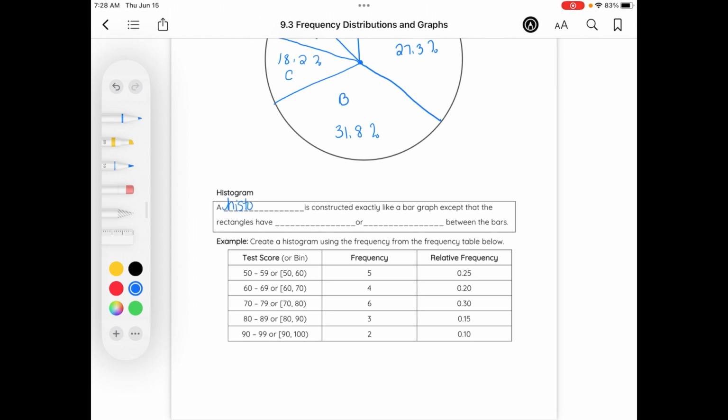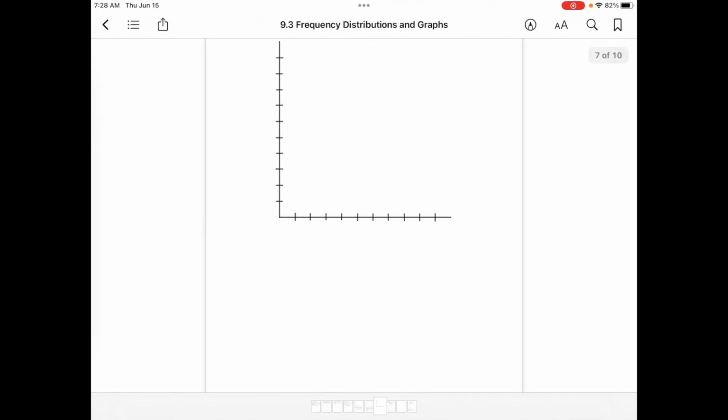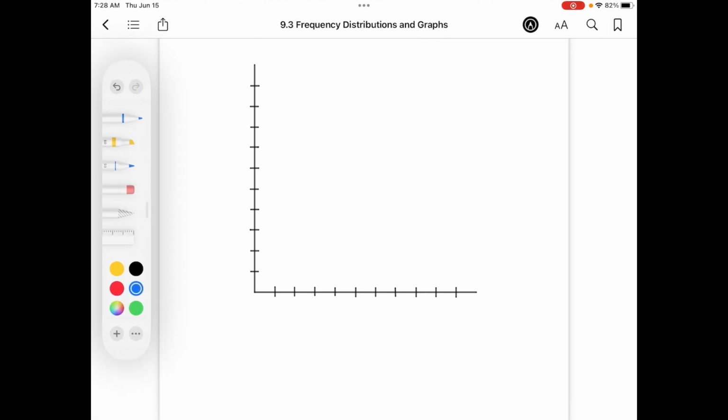A histogram is constructed exactly like a bar graph, except that the rectangles have no spaces or gaps between the bars. So on the previous one, I had spaces in between my bars. These have no spacing or gaps between the bars. So we've got our classes on the left, the frequency and the relative frequency on the right, which we already had talked about earlier. So let's see if we can get this drawn out.